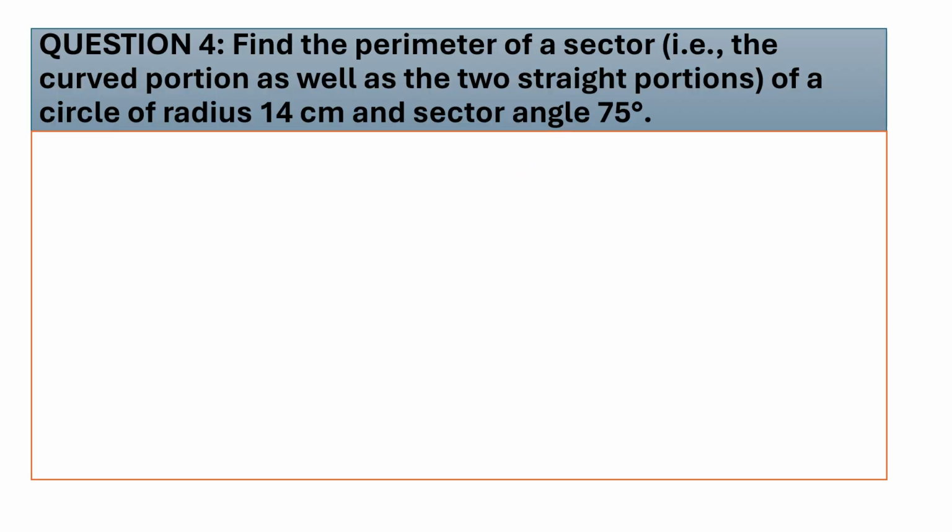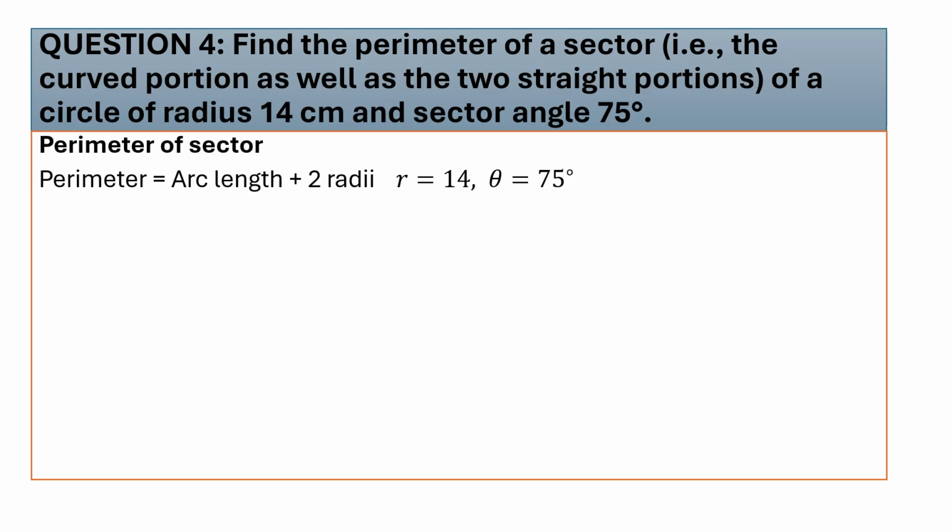Question number 4. Find the perimeter of a sector, that is, the curved portion as well as the 2 straight portions, of a circle of radius 14 centimeter and sector angle 75 degree. Again, important thing you need to remember, write what is given and keep in mind what you have to calculate. Perimeter of sector. Now, what is perimeter? Here we are talking about the sector, that is the curved portion as well as the 2 straight portions. So, arc length plus 2 radii. What is the radius given? 14 centimeter. Sector angle 75 degree.